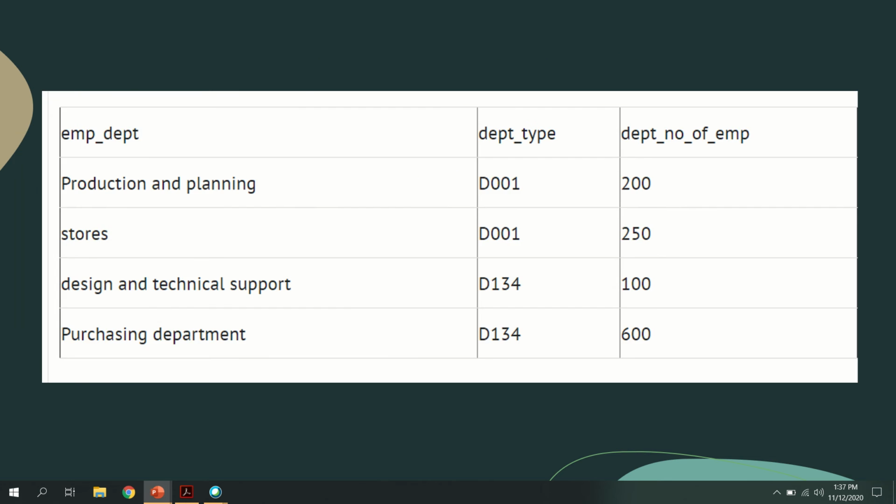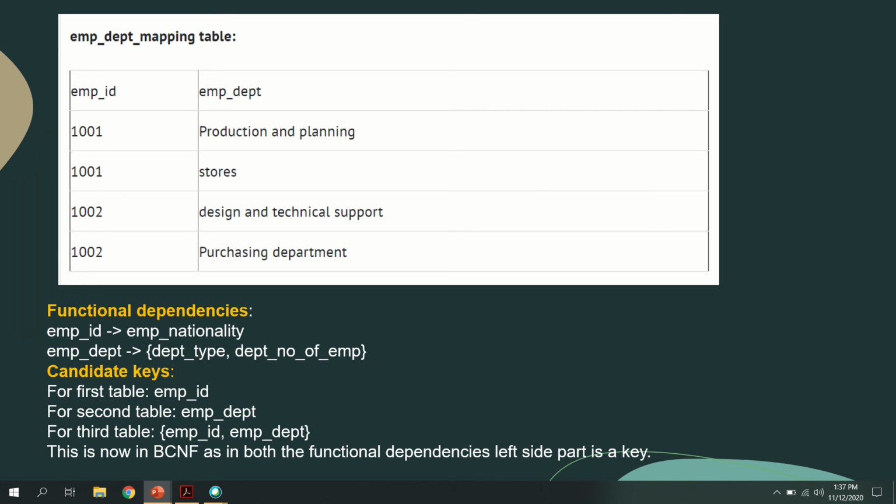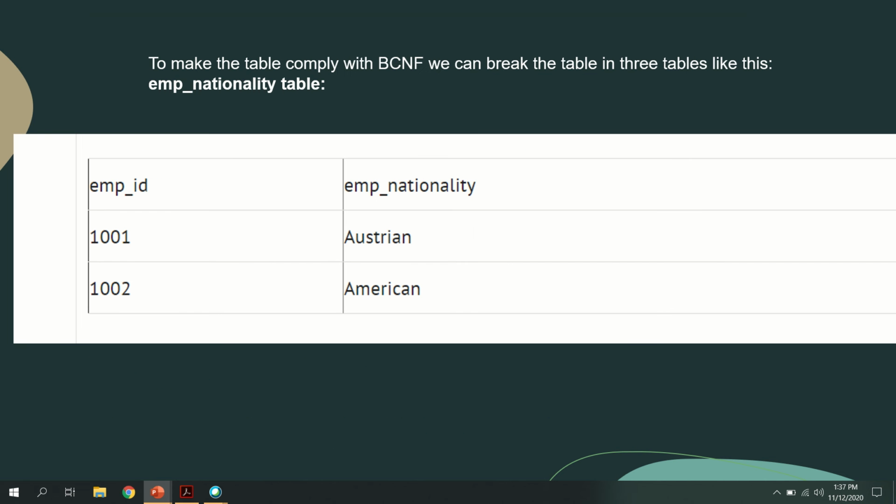So the first condition is now satisfied. That is, the functional dependency employee ID implies employee nationality. Our condition is that in order to make the table into BCNF, the left side should be the super key. Now the employee ID is the super key. Why? Because now the employee ID can uniquely identify the employee nationality.